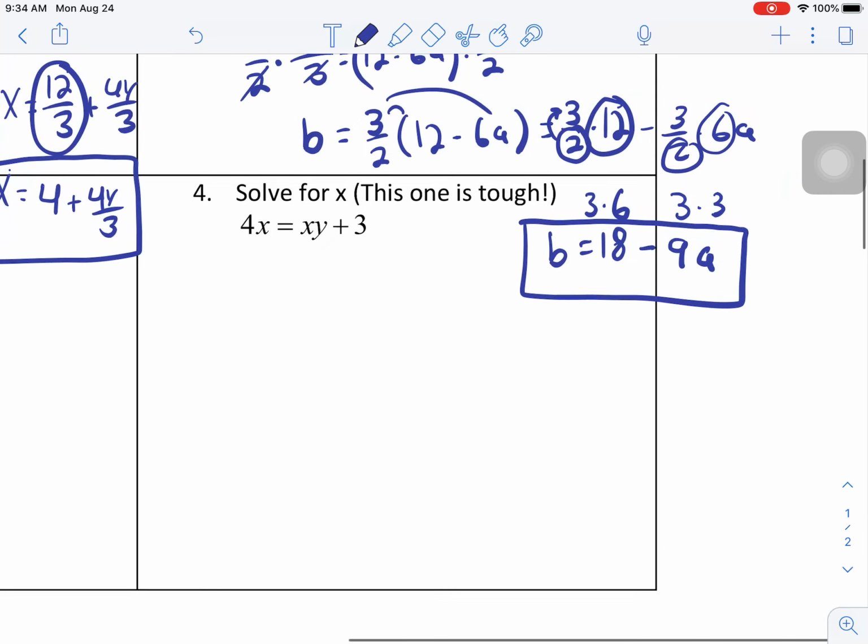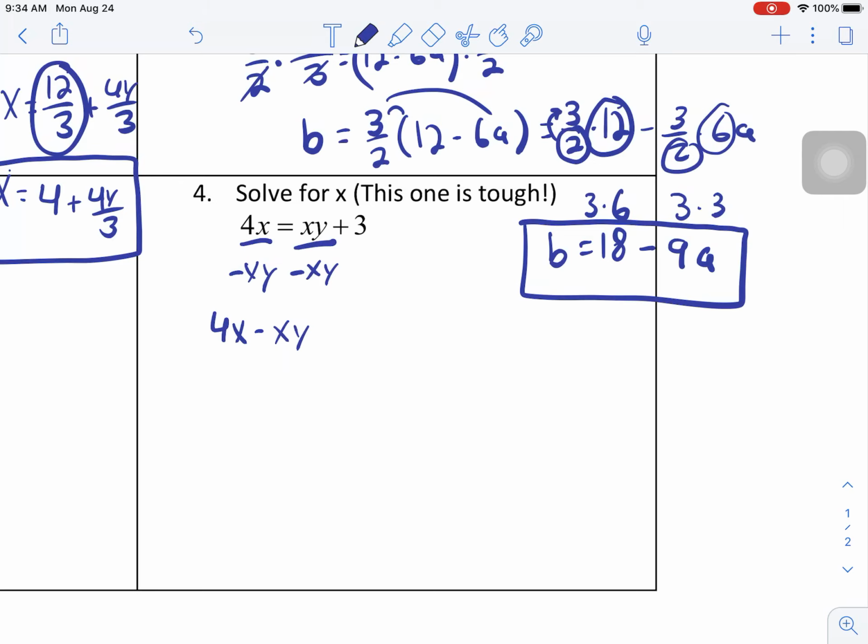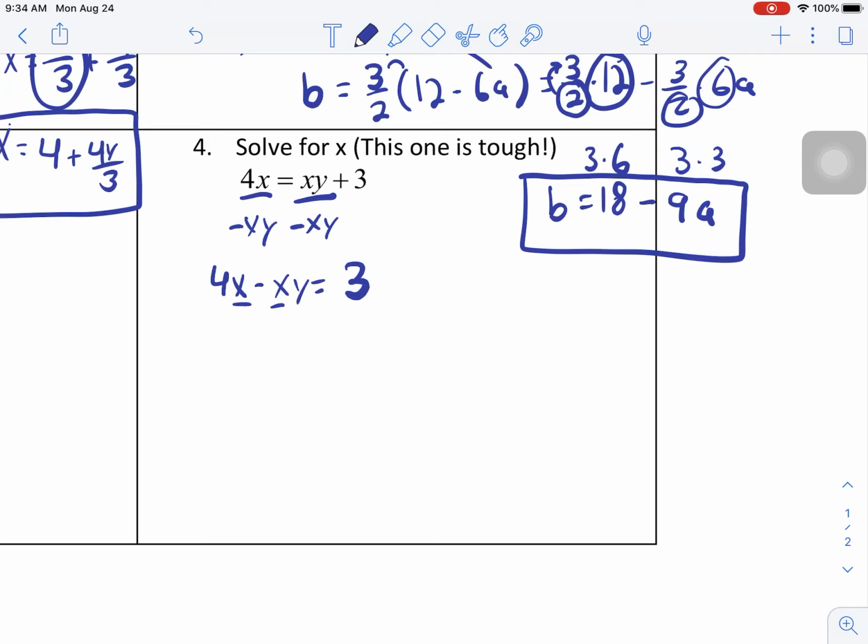All right, this one, solve for x. This one gets tough, okay? We need to get all of our x's to the same side. So I'm actually going to subtract the minus xy to the other side. It's going to give us 4x minus xy is equal to 3. Now that all of the x's are on the same side, we can do the opposite of distribution. What that means is we're going to pull the x's out to the front.